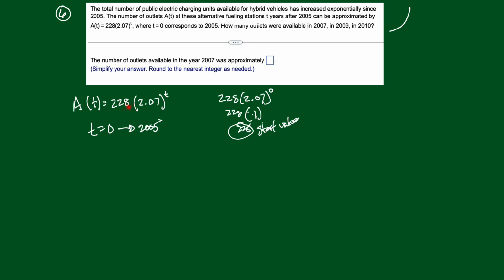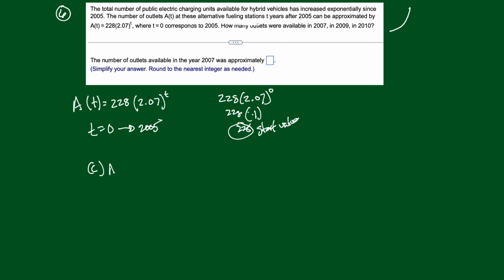I'm looking to see if it's in hundreds or thousands. The number of public electric charging stations available, I guess it's just 228 of them. So just by looking at it, I can see how many I started with. Now, let's answer this question. We don't need to do them all. Just come out here to 2010. So this will be part C.